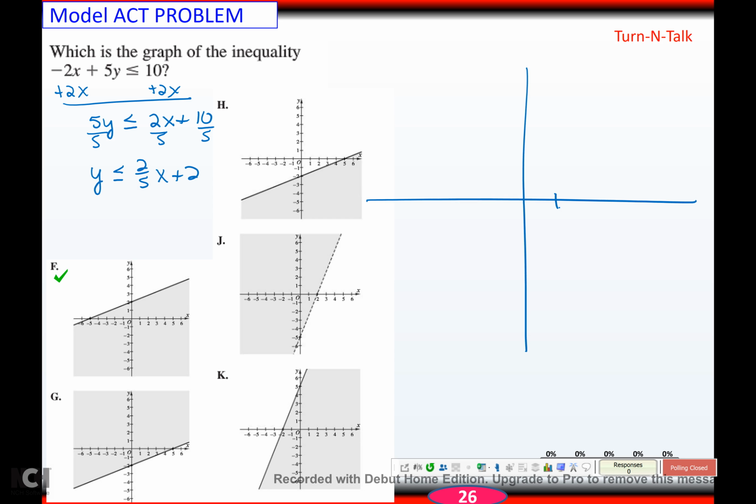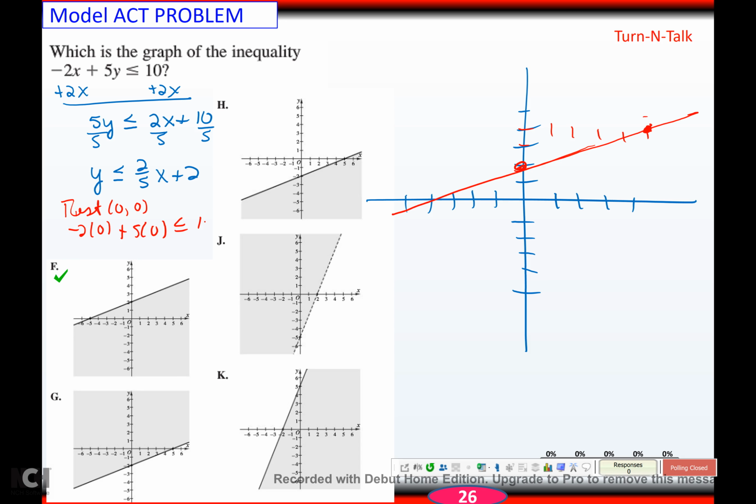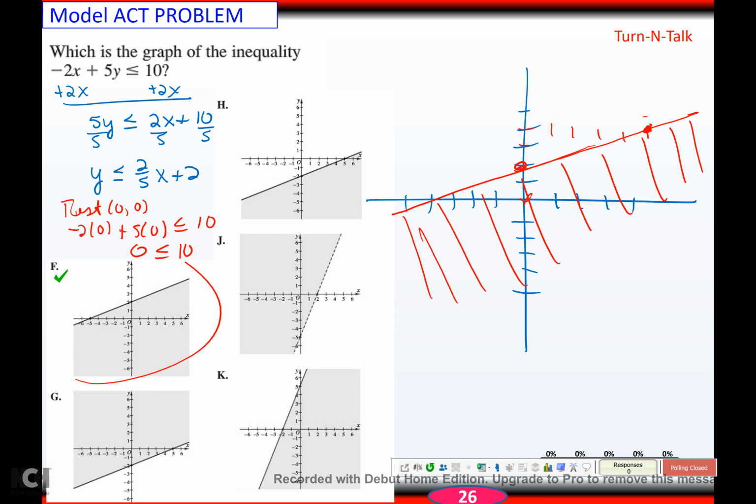So I'm going to start looking for the y-intercept on the second floor. He's not there. The monkey says go up 2 over 5. Bar means solid. Pointing means below, but I'll test (0, 0). -2 times 0 plus 5 times 0 less than or equal to 10. 0 is less than or equal to 10, so that's true, which means that's where I shade, which is what I thought, below, which matches F.